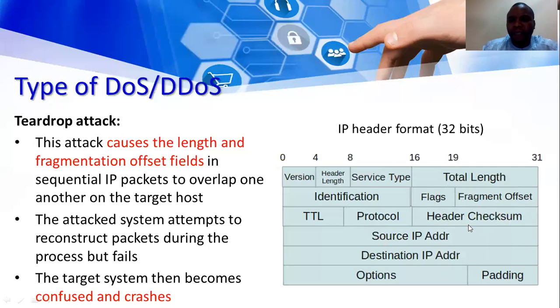And once that is not correct, then the system will be confused, and it will crash sometimes. Because when this happens, the system will try to rebuild the packet, but as it is trying to rebuild it, it will continue to fail because it cannot rebuild it. Why? Because of the overlap that has taken place in the fragmentation offset. And so in this case, the system gets overwhelmed and then becomes confused and crashes.